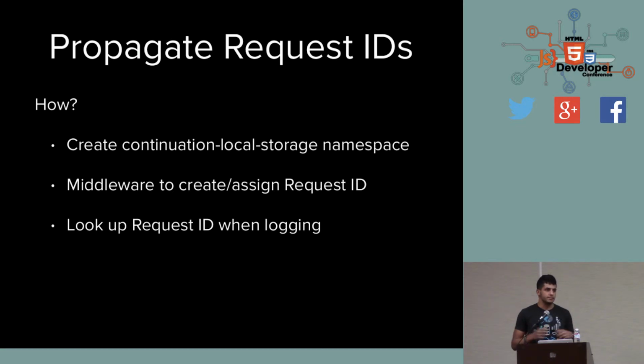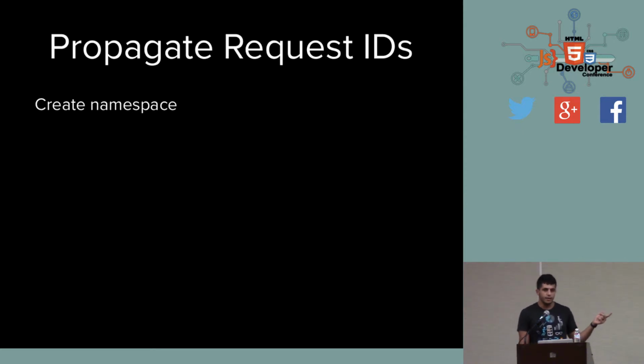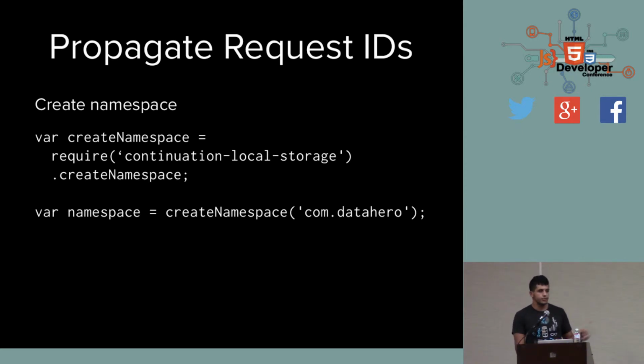Why that's important is because you might have other modules that are using it. We'll get into what this is, but essentially, because New Relic uses it and you want to use it, you don't want to squash each other's values. So you create a namespace such that you're not going to squash each other's values. Because if you say, save this transaction ID, and New Relic does as well, you want to know which one you're actually trying to access. Then we're going to create an Express middleware to create the request ID and assign it. And finally, we're going to look it up when we're writing our log messages.